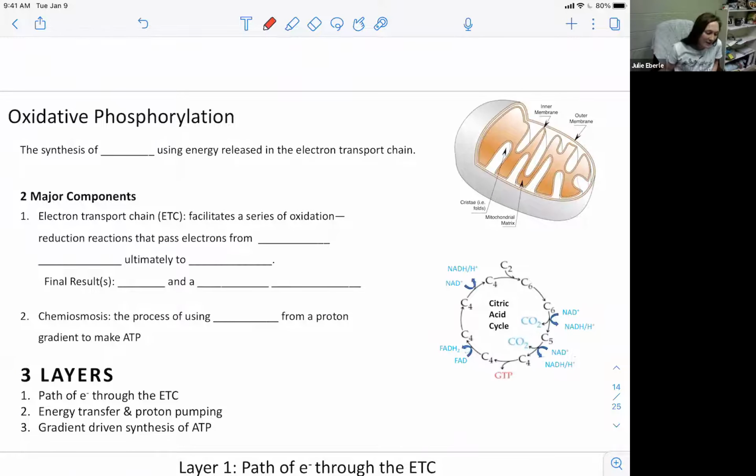Okay, oxidative phosphorylation. So this is how your body makes ATP. And it's really, really cool. I think you're gonna think it's cool. If we define oxidative phosphorylation, it is the synthesis of ATP using energy released in the electron transport chain. Now I want you to think about the two words, oxidative phosphorylation. So something is going to be oxidized, something's going to be phosphorylated, okay? So be looking for those things when we talk about the electron transport chain.